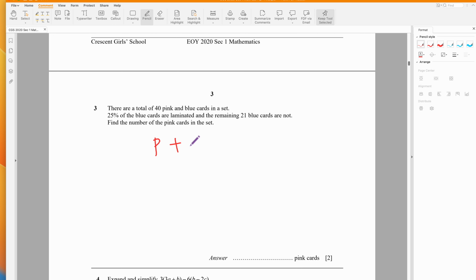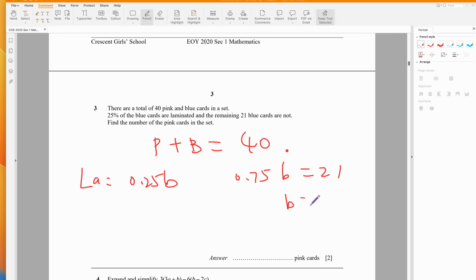So pink plus blue is 40. Then 0.25 of blue is laminated. The remaining 21 blue. So that means 75% of blue is not laminated. So it's 21, no? So B is equal to 21 divided by this, 28. So blue is 28. So this one is 7. So P is 12. Okay, good.